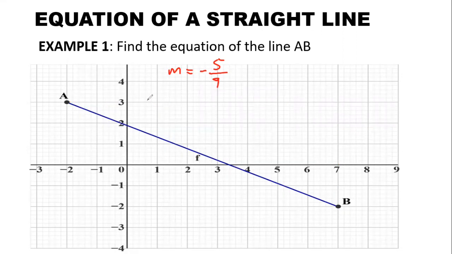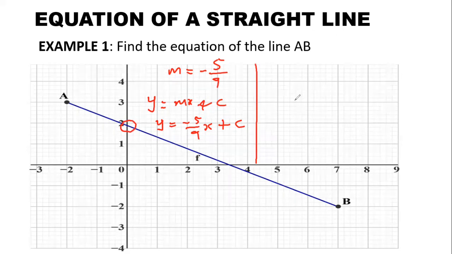So we substitute this gradient into the equation y equal to mx plus c. Now we know that our m is negative 5 over 9. So it means that the equation of the line is going to be negative 5 over 9 x plus c. We have to determine the value of c. c is simply where the line cuts the y-axis. In this case, it's about 1.88 because it's above 1.8.